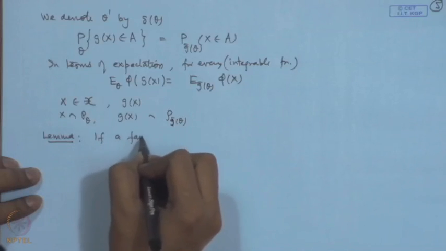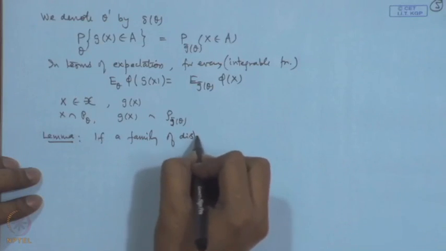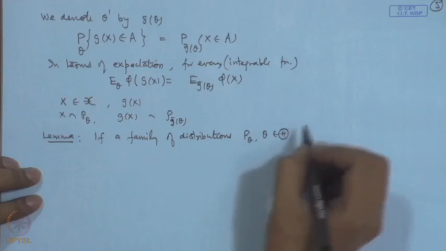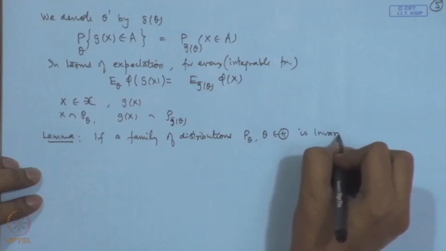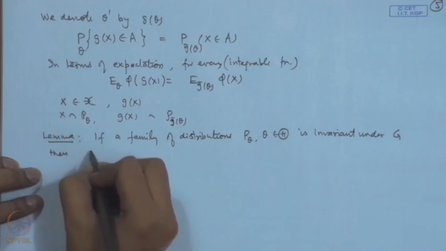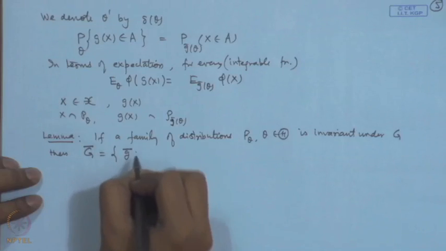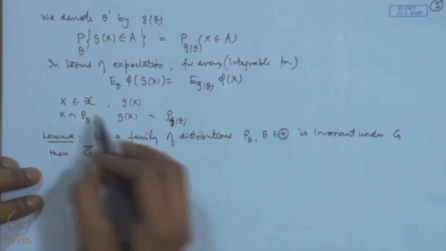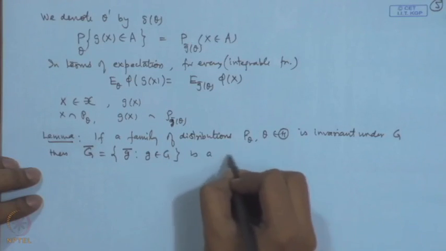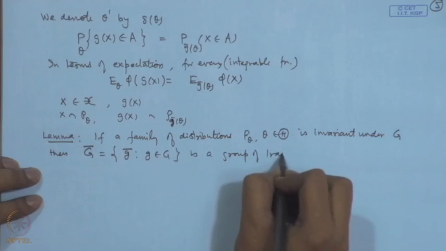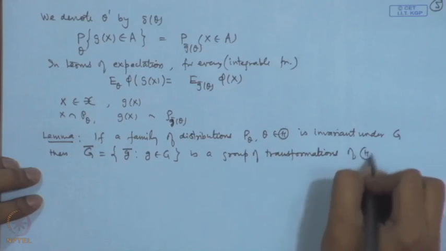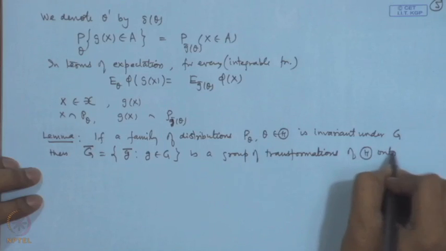If a family of distributions P_theta is invariant under G, then the corresponding group G bar, which is obtained as the collection of g bar corresponding to every g, is a group of transformations of Theta onto itself.